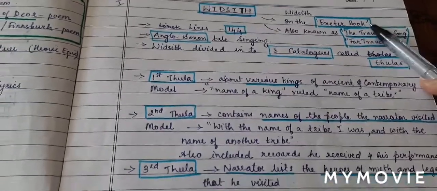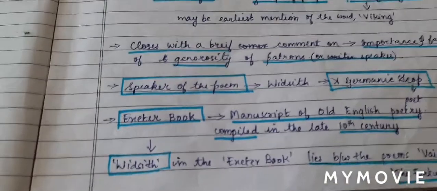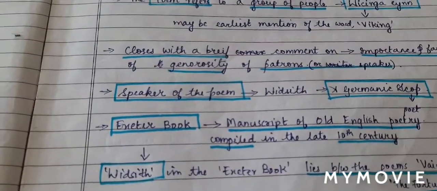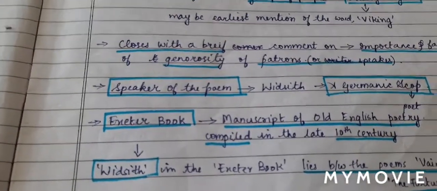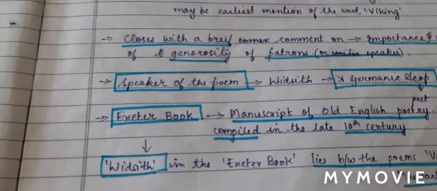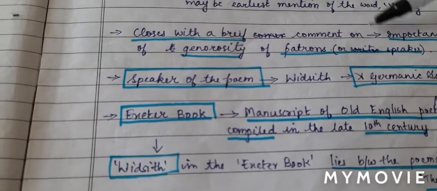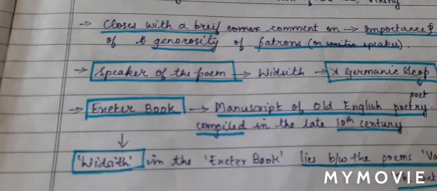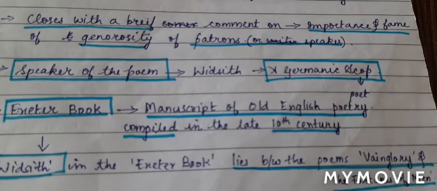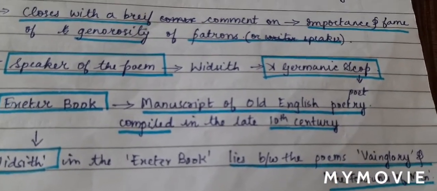So what is the Exeter book? The Exeter book is the manuscript of Old English poetry compiled in the late 10th century. The most important or most famous poems of Old English are collected in the Exeter book. Widsith is in the Exeter book and it lies between the poems Vainglory and the Fortunes of Men.